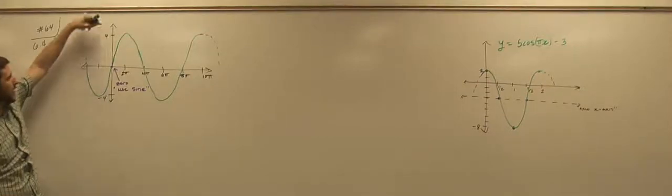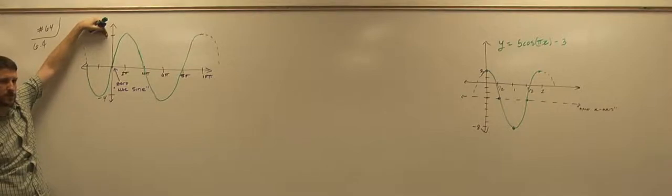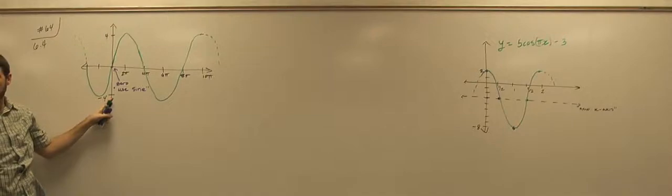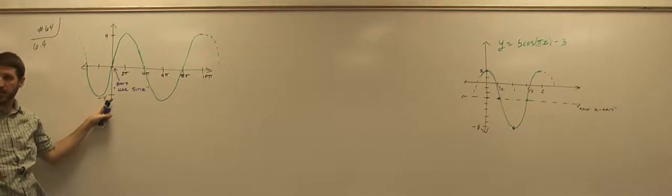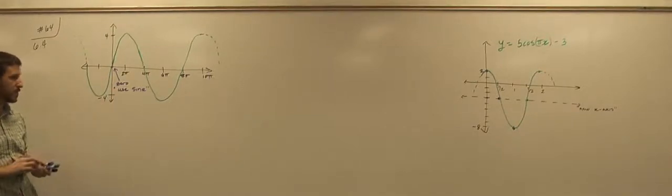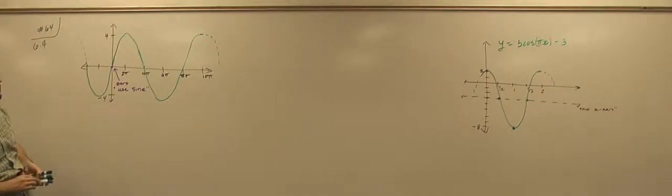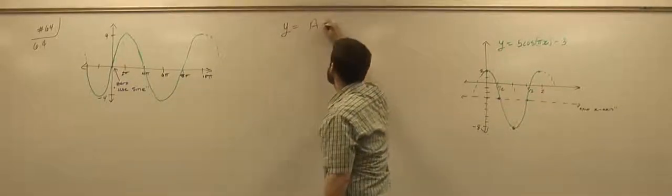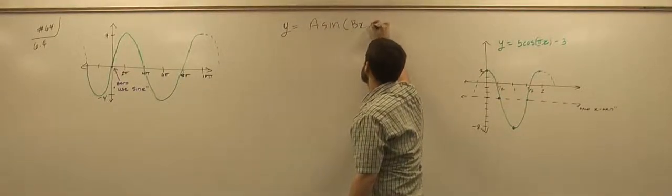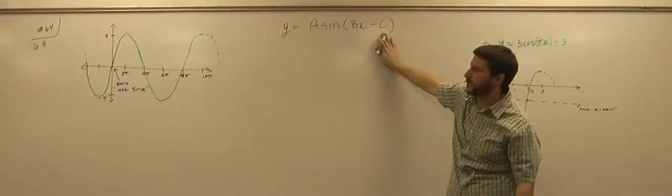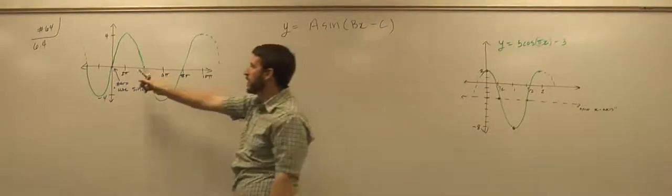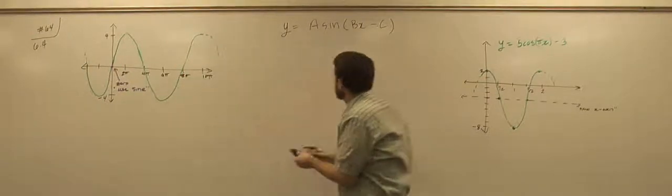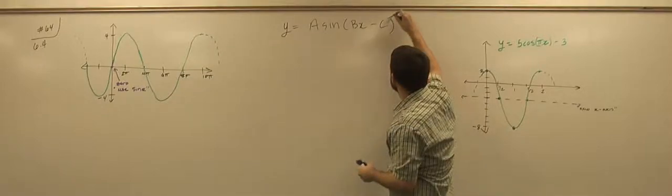If you started up here on the y-axis at a max, what would you use? Cosine. If you started here on the y-axis at a min, what would you use? Still cosine, but you'd have to flip it because it's negative. So we're going to use sine, which means we're trying to fill in y equals A sine(Bx minus C). What's C going to be in this case? 0, because it hasn't moved from its normal starting point. Sine usually starts at a 0, and it still starts at a 0. So we don't even need to worry about this.